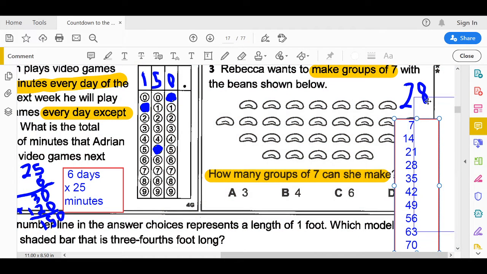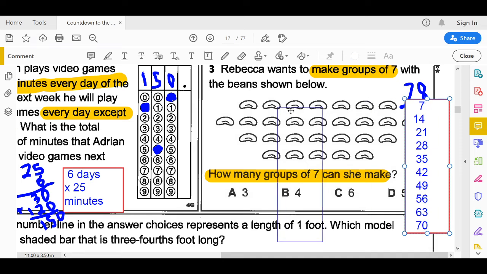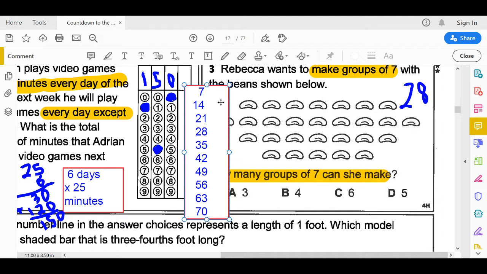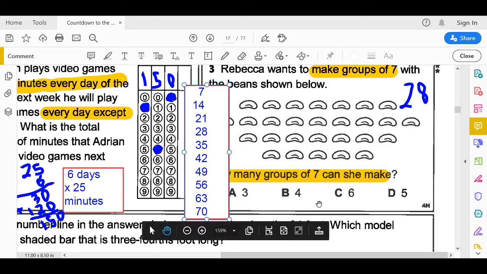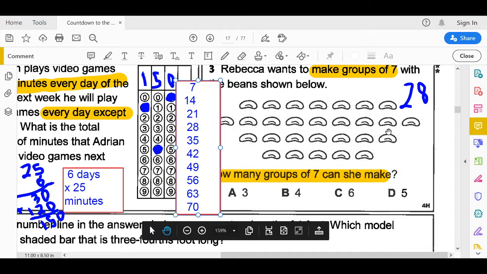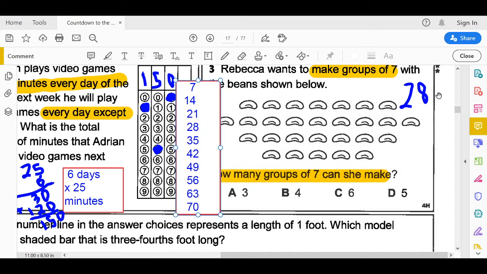Very good. So I'm just going to put my tables on this side so we can all see what we're doing here. So amigos, these are my tables of 7. 7, 14, 21, 28, 35, 42, 49, 56, 63, and 70. Now that I have my tables of 7, I need to find the number 28. Remember, we need to find the bigger number. And the number 28 is actually right here.